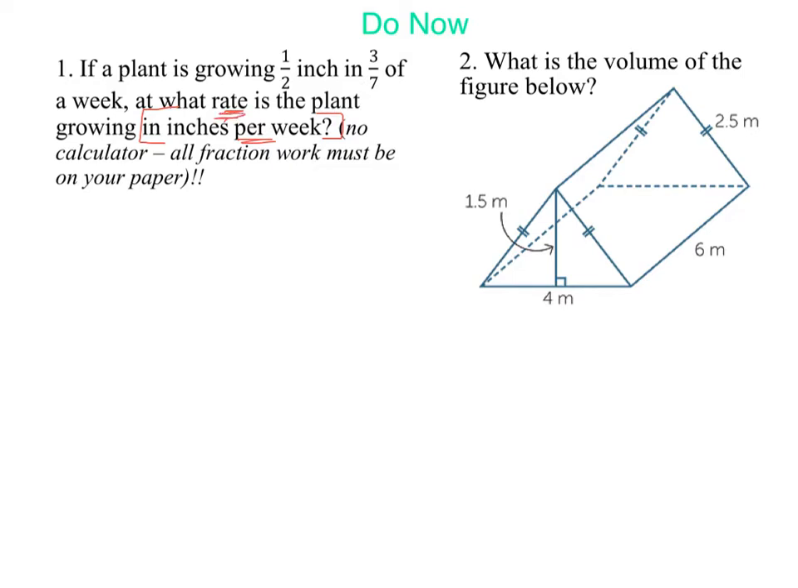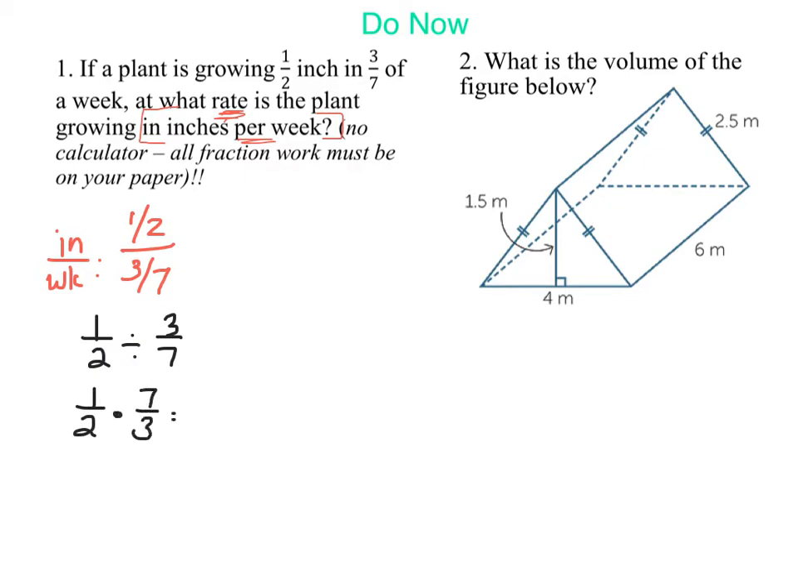The word rate also signals a relationship and a ratio. So my comparison in this problem is inches to weeks. We're given that the plant grows a half an inch every 3/7 of a week. To get my unit rate, I just need to divide. So 1/2 divided by 3/7. Dividing fractions, I keep, change, and flip. Multiply straight across, we get 7/6.